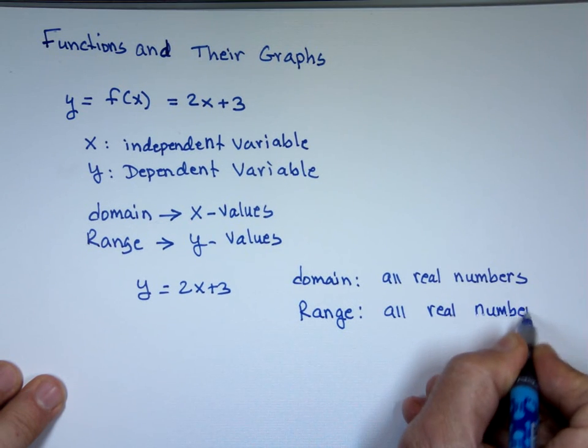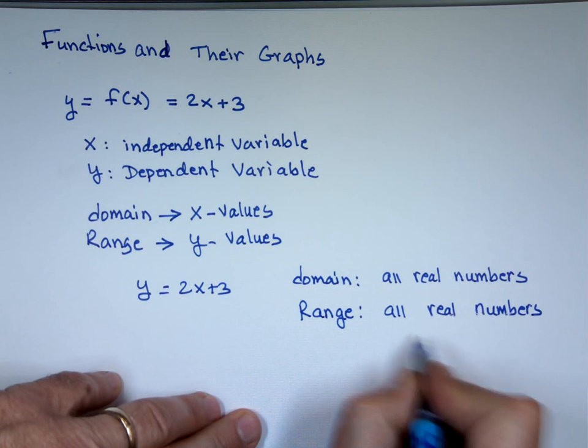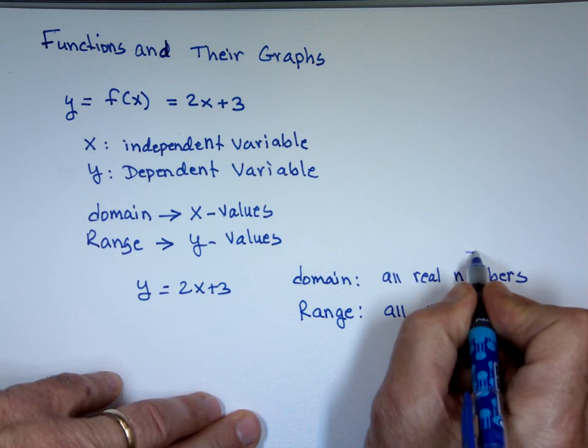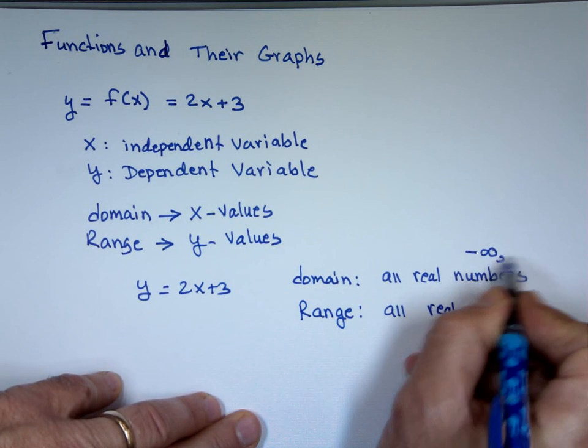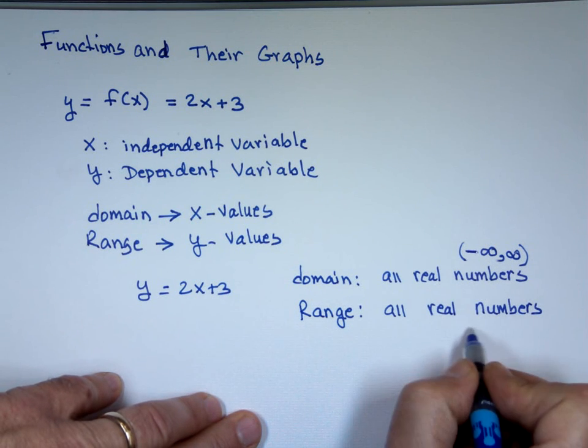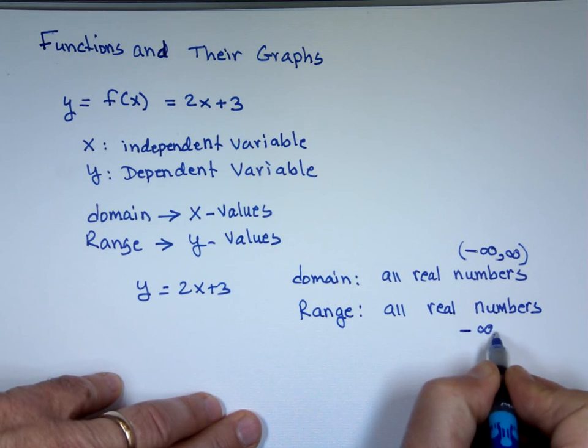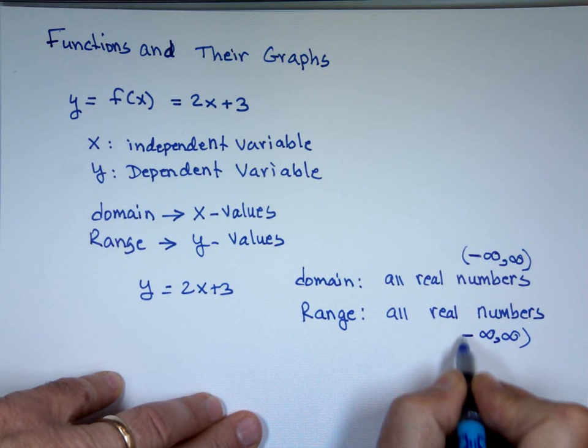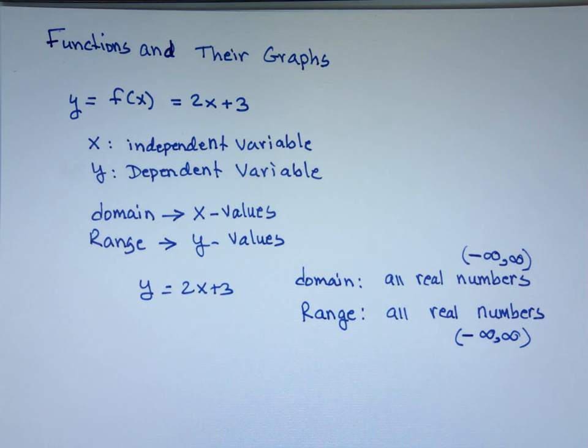So if you want to write that in interval notation, the domain is from negative infinity all the way to infinity. And the range is from negative infinity to infinity, all the numbers between negative infinity and infinity.